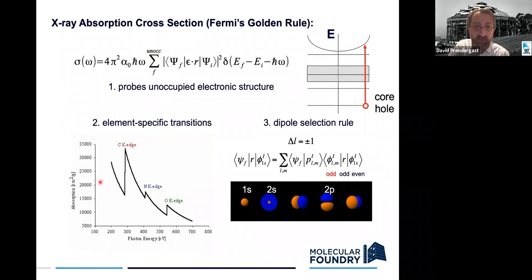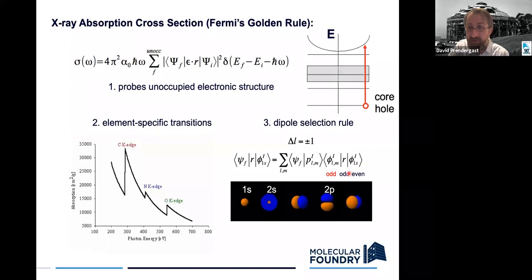And then, as I said already, you can look at elements one at a time, so it's element specific. And then it also follows a dipole selection rule very strongly, because intrinsically these transitions are atomic-like, since they come from the core orbitals that are localized on the atoms themselves.